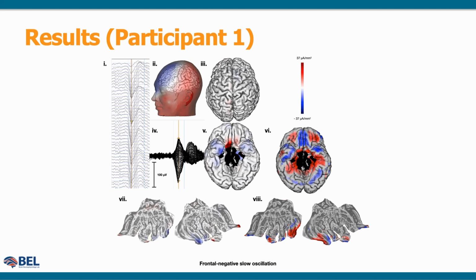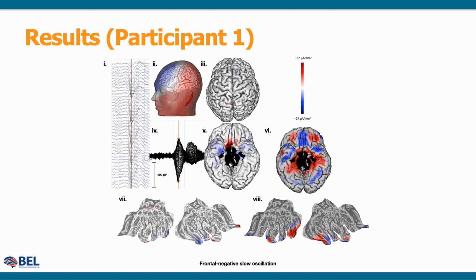But views 3 and 5 are a top and bottom view of the brain when we use multiple sparse priors to localize a slow oscillation. You can see on the dorsal view that you basically can't see any sources, but when you look on the underside, you can see these sources pretty tightly in more limbic or medial temporal areas. View 4 is a butterfly plot.